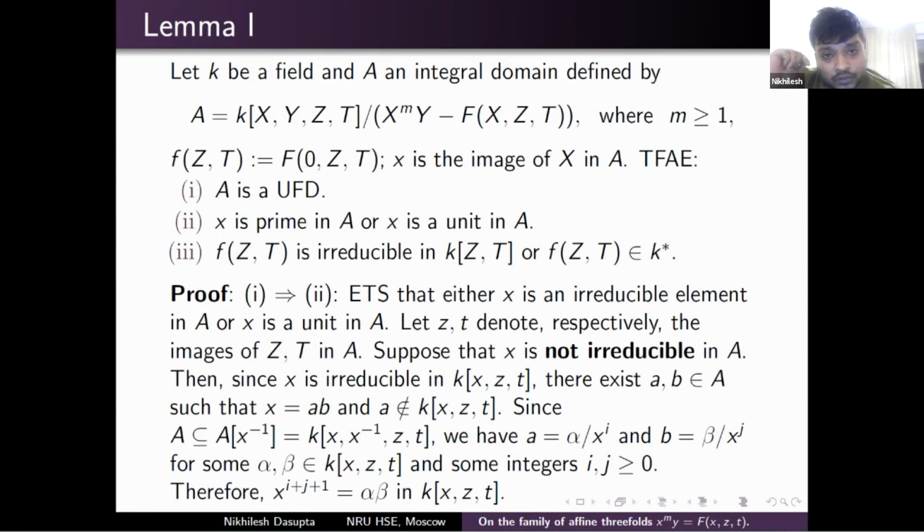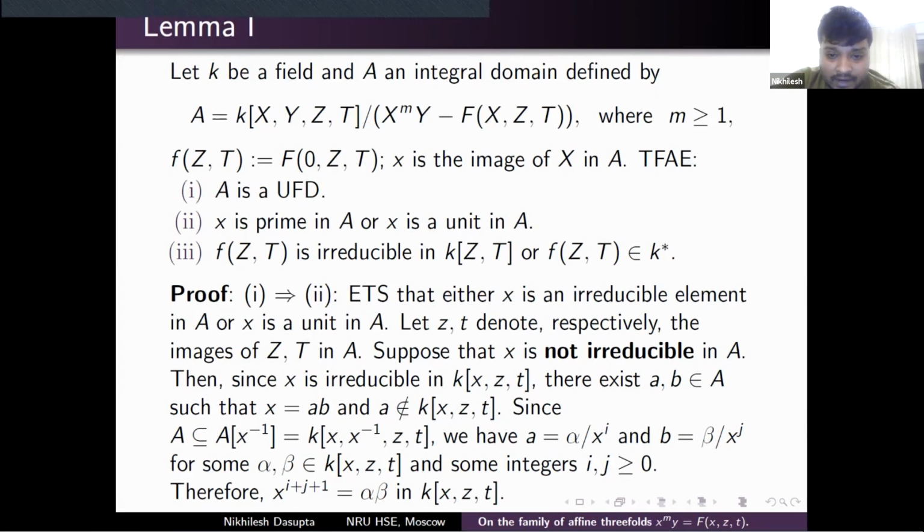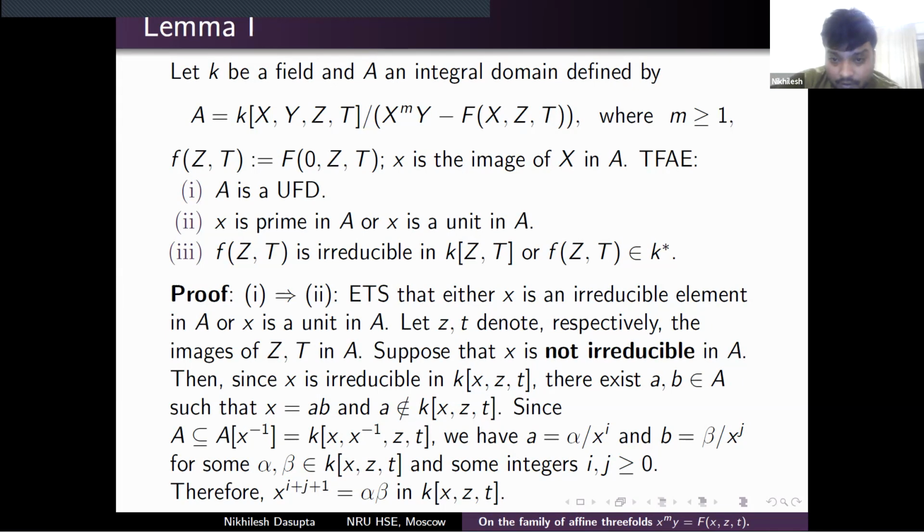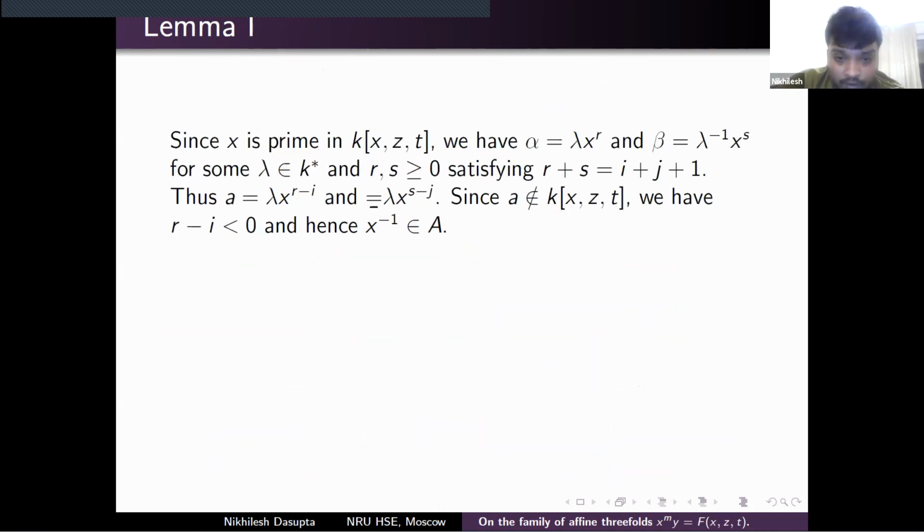But X is also sitting inside K[X,Z,T]. You can see X, Z, and T are algebraically independent. So this ring is actually isomorphic to K^3, the polynomial algebra in 3 variables, which is a UFD. And X is irreducible there. So if it is not irreducible in A, it means there exist 2 elements a and b in A such that X is ab, but not both of them belong to A. Just using the definition of an irreducible element.